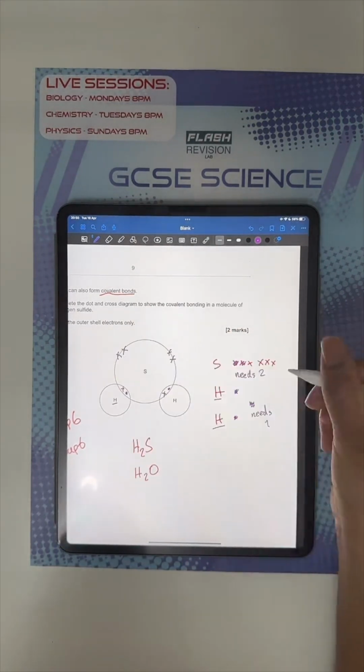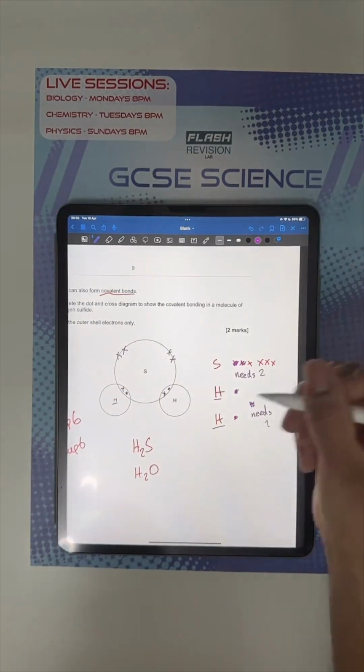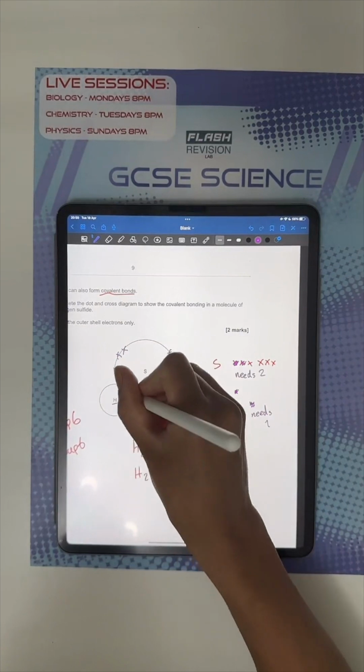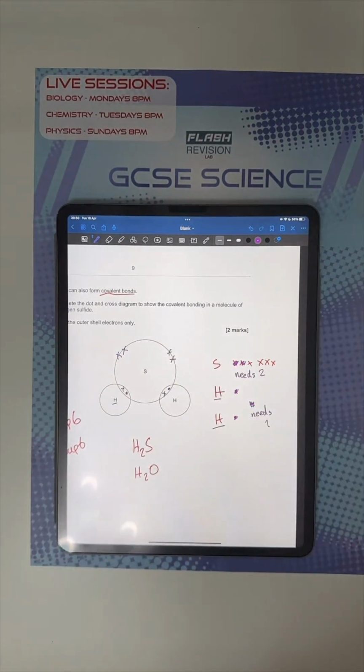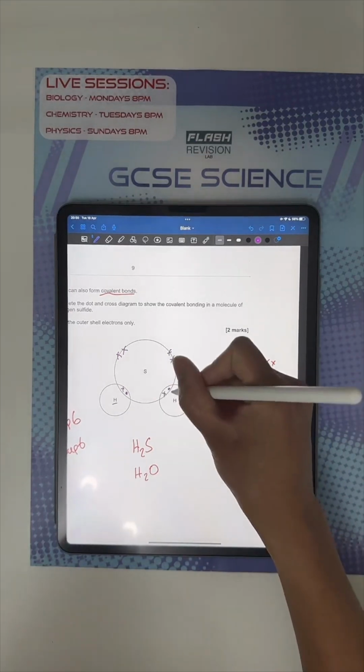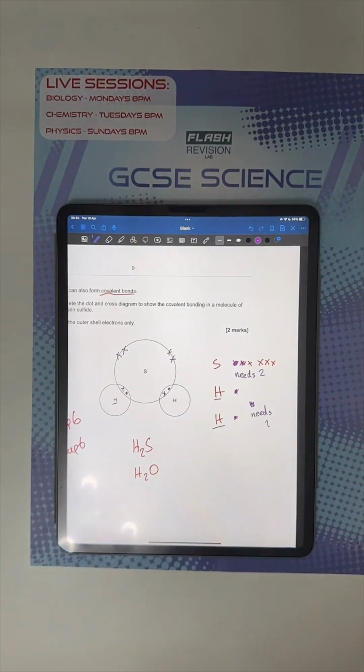And now if you check, sulfur has 1, 2, 3, 4, 5, 6, 7, 8 electrons. That's got a full outer shell. Hydrogen has 2, so that's full, and hydrogen has 2 here. Why won't the dotted electrons be on the line? Because they're being shared. We want to share them with the sulfur so that the sulfur gets 8 electrons.